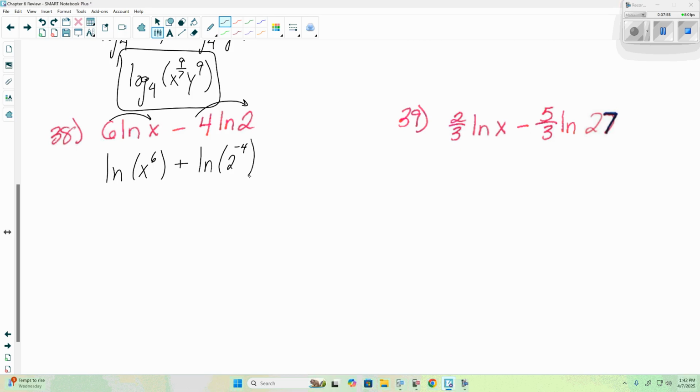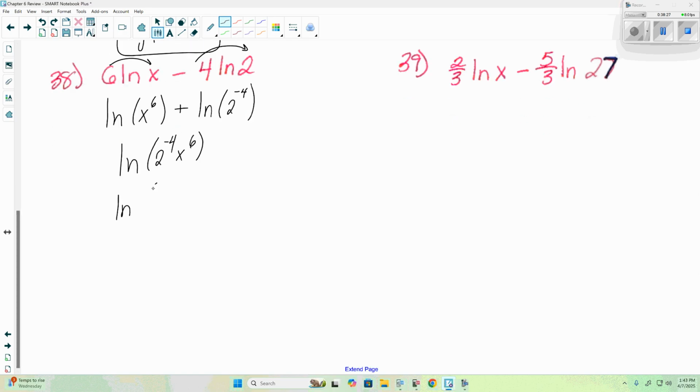Now, since we have 2 logs being added, we can rewrite it as a single log with what's inside being multiplied. Questions on this here? We good up to this point? Yes, no? Do we have negative exponents? So we have to take that 2 to the negative 4th and get that exponent to be positive by putting it in the bottom of the fraction.